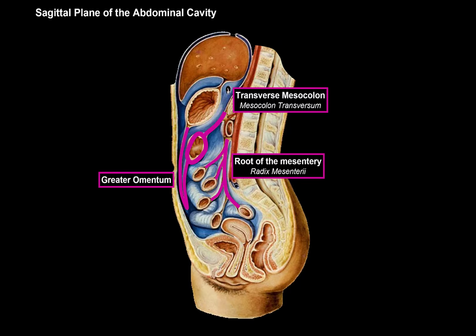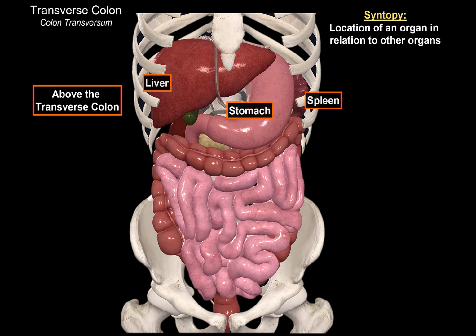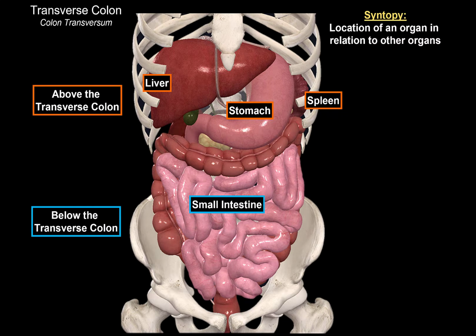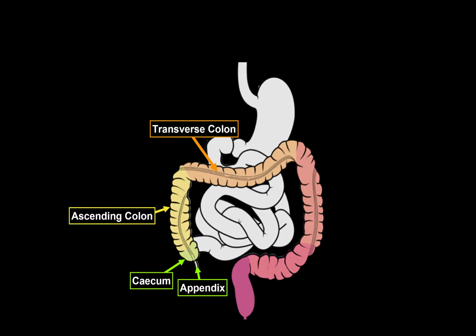Don't worry too much if this went too fast. You will see this again when you study the peritoneum. Now, if you look at the transverse colon anteriorly again, and look at the syntopy of the transverse colon, meaning its position to other organs, you will see that superiorly you will find the liver and the stomach and the spleen, and then inferiorly you will find the rest of the small intestine, and then posteriorly you will find the pancreas, as well as the descending part of the duodenum. So that is the general structures of the transverse colon and the topography as well.